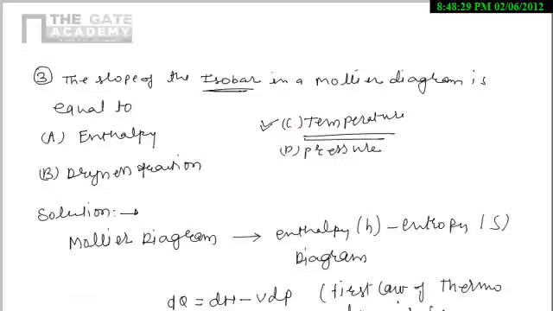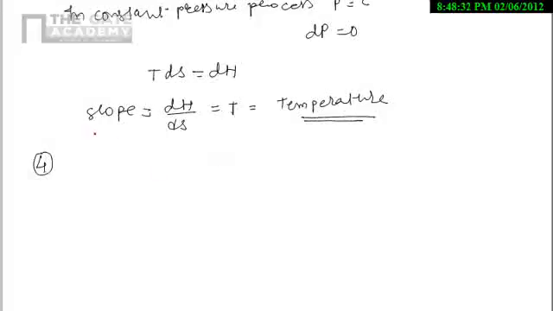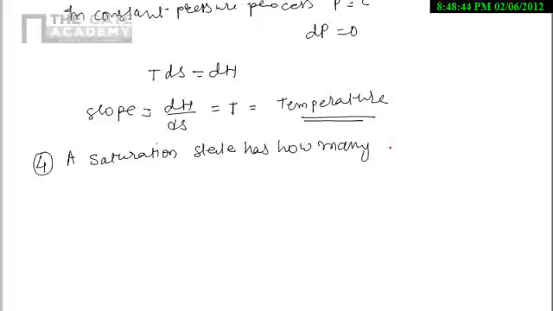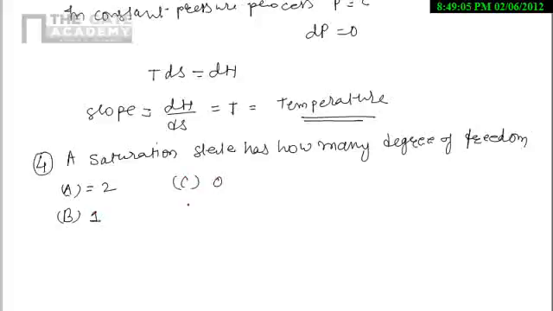So now let's take problem number 4. I'm just writing the problem. A saturation state has how many degree of freedom? Degree of freedom means how many independent properties are required to define the system. A, maybe 2; B, 1; C, 0; D.